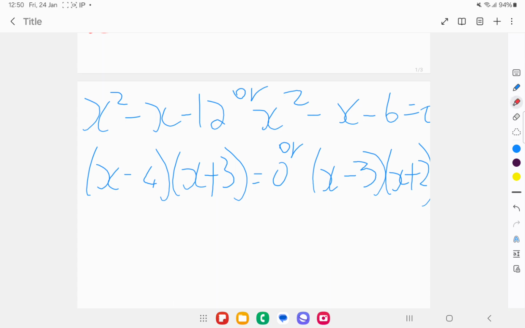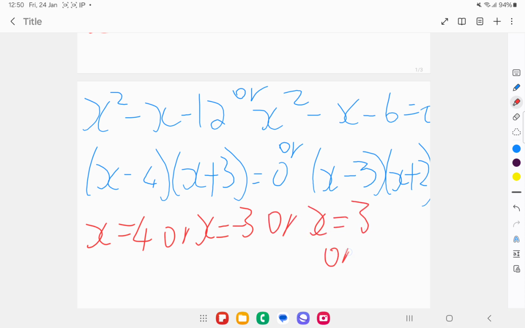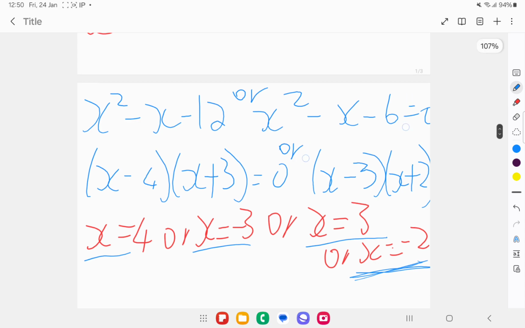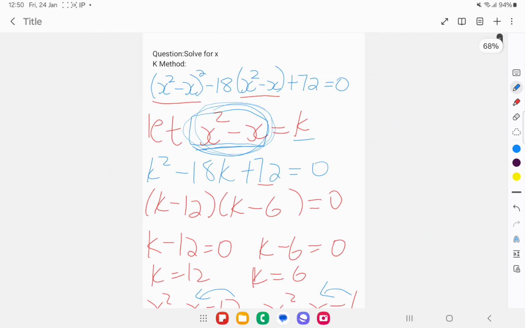So now what are my factors here? x will be equal to 4, or x is equal to negative 3, or x is equal to 3, or x is equal to negative 2. And then from there you're done. So your answer is what? x equals 4, x equals negative 3, x equals 3, and x equals negative 2. So this is how you solve for x using the k method.